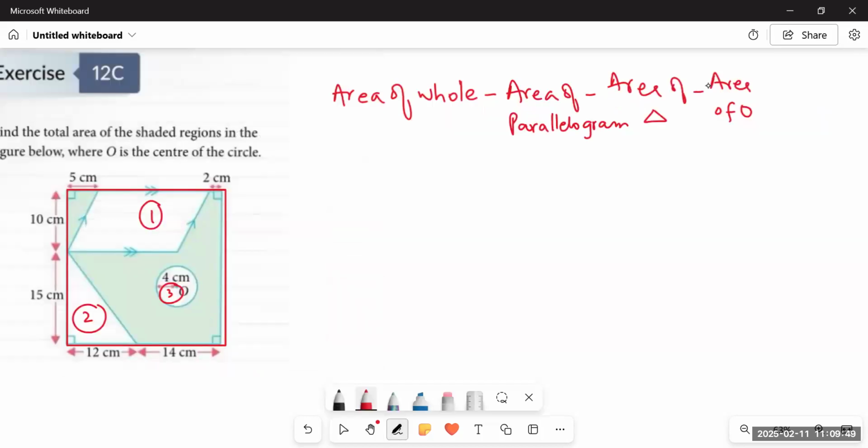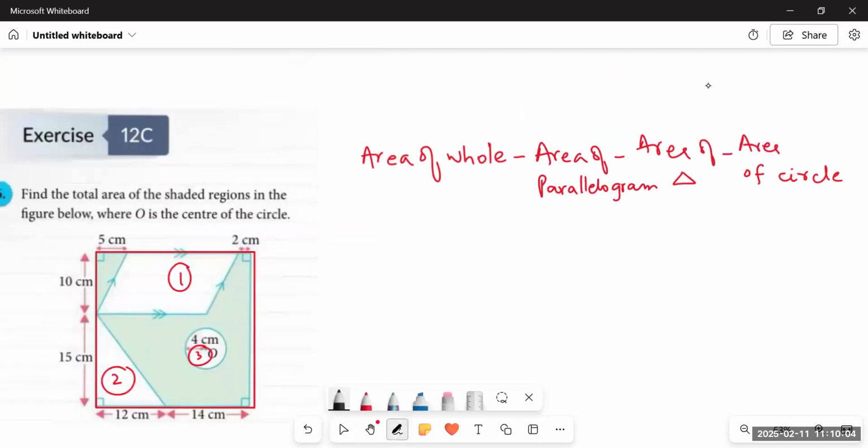What are we left with? We'll be left with the area of the shaded region. That's it. So what are we going to do? We'll start with the area of the whole shape. This is what we have to do. And this is the area of the shaded region. If we subtract the areas of all the unshaded regions from this figure, we will be left with the area of the shaded region.